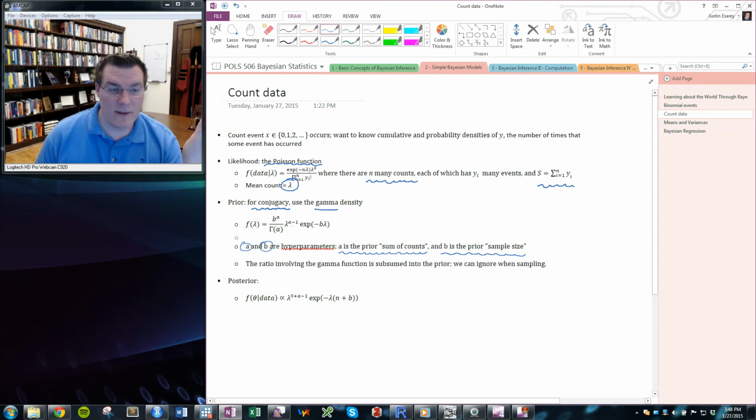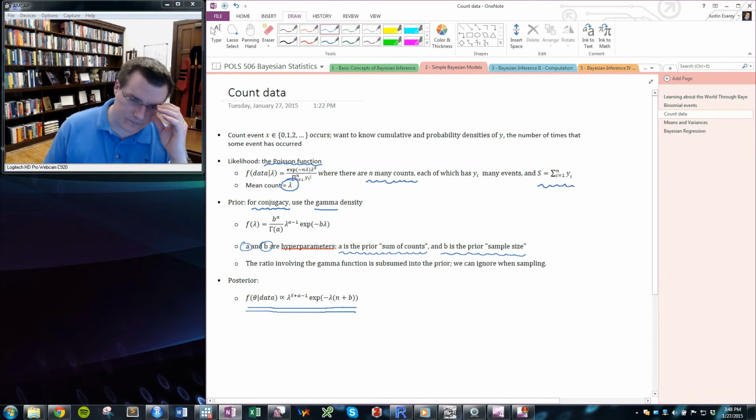We don't need to worry about it when we're conducting an analysis. We can always just correct for it. And so this is the posterior that is formed by a combination of the prior and the likelihood. And again, it's a gamma function. Looks like a Poisson because it's very similar to a Poisson.